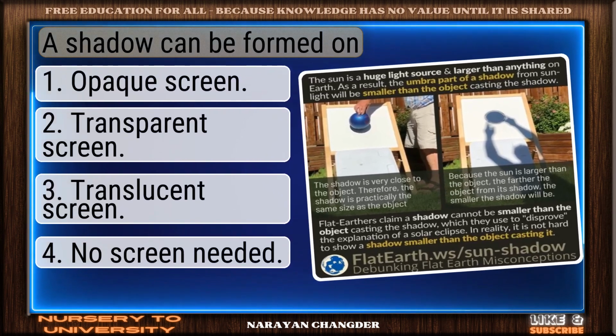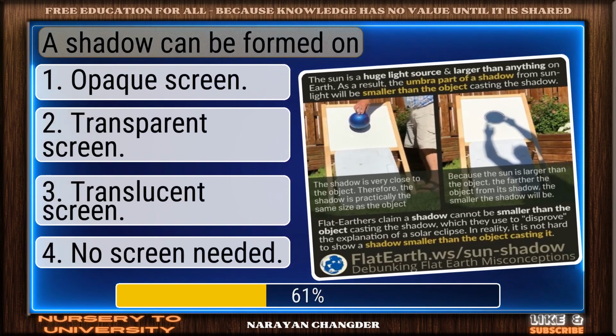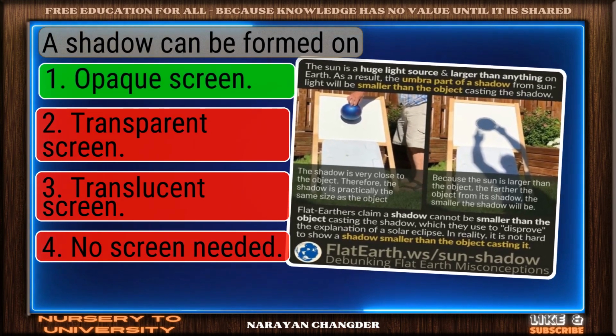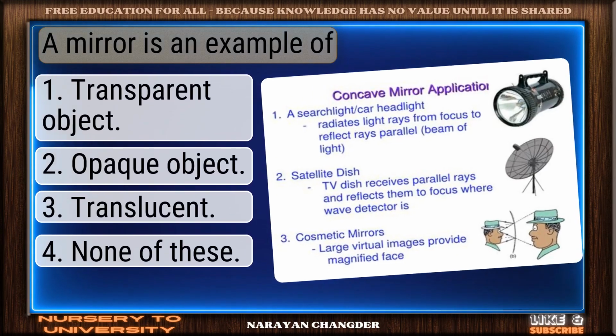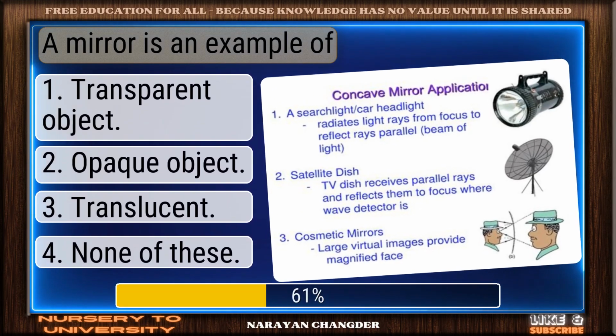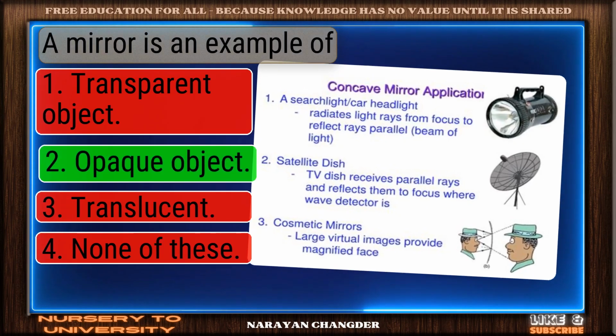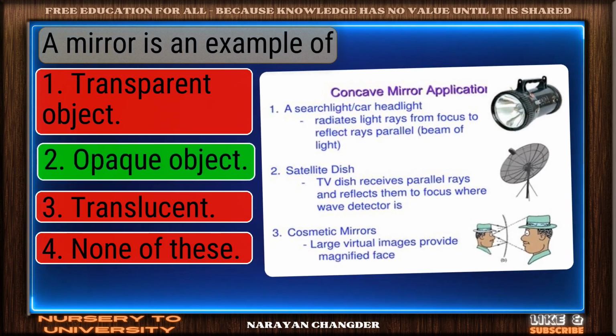A shadow can be formed on. Good thinking. Opaque screen is the right answer. A mirror is an example of. Exactly. Opaque object makes sense and it is the right choice.